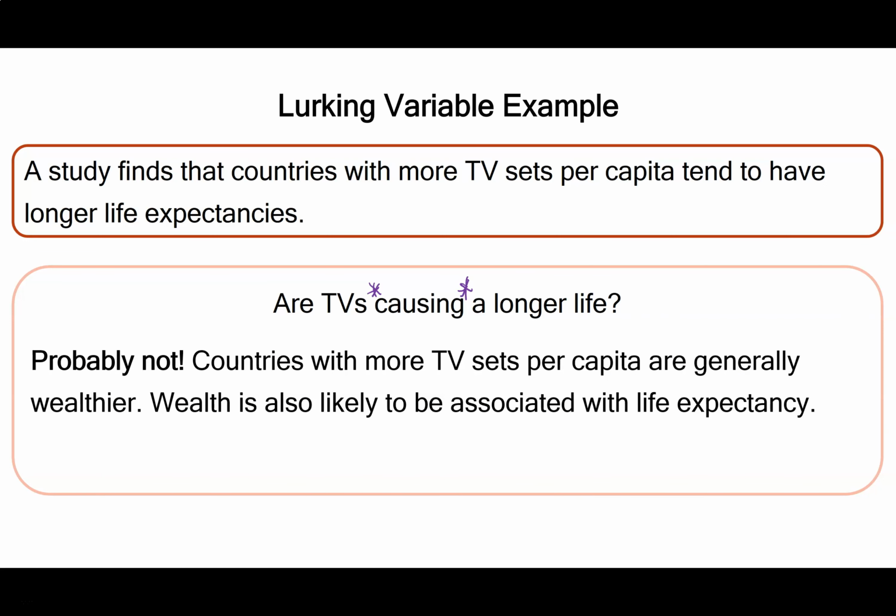It's more likely related to money again. So countries with more TV sets per capita tend to have more money, and countries with more money tend to have better health care and better life expectancy. Whether or not that's true everywhere is not proven. So the lurking variable is the economic state of the country. If they're a very prosperous country, they're probably going to have more TV sets. They're also probably going to have better health care. That'll increase your life expectancy right there.